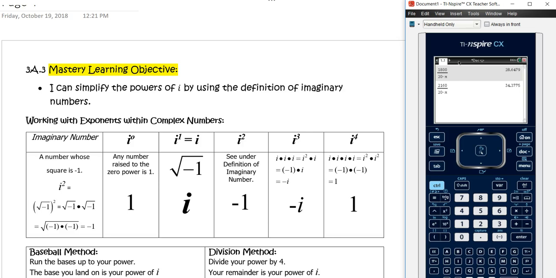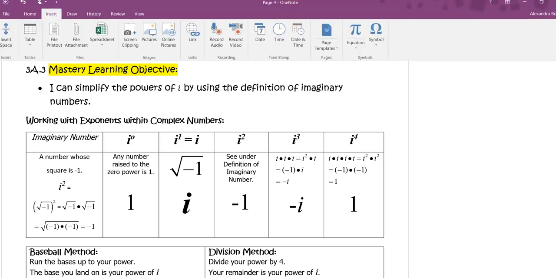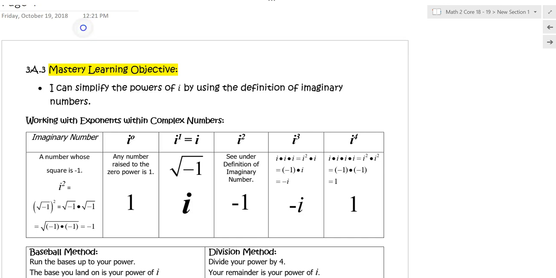All right, we're now looking at target 3A.3. I can simplify the powers of i by using the definition of imaginary numbers. So when we're working with exponents of complex numbers, there's a lot going on here. Remember that i equals the square root of -1.